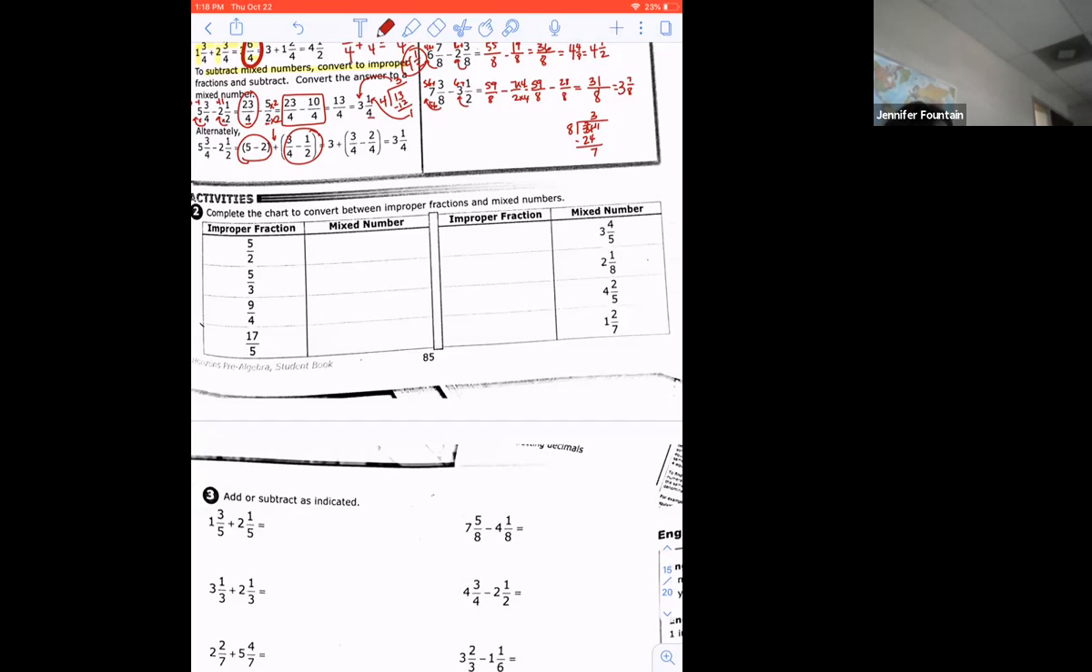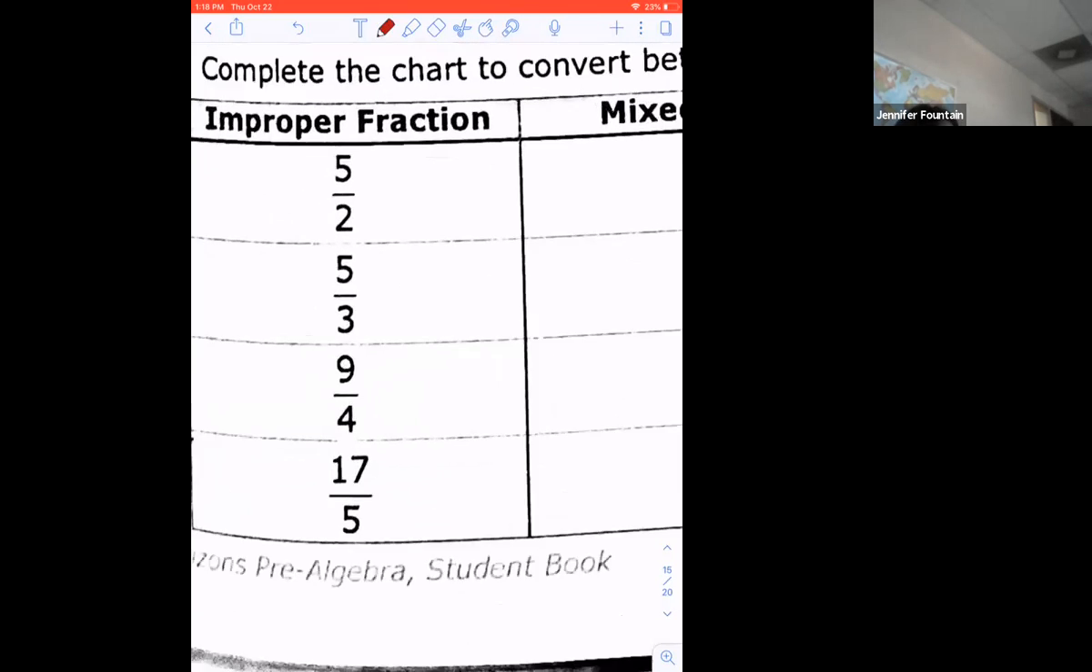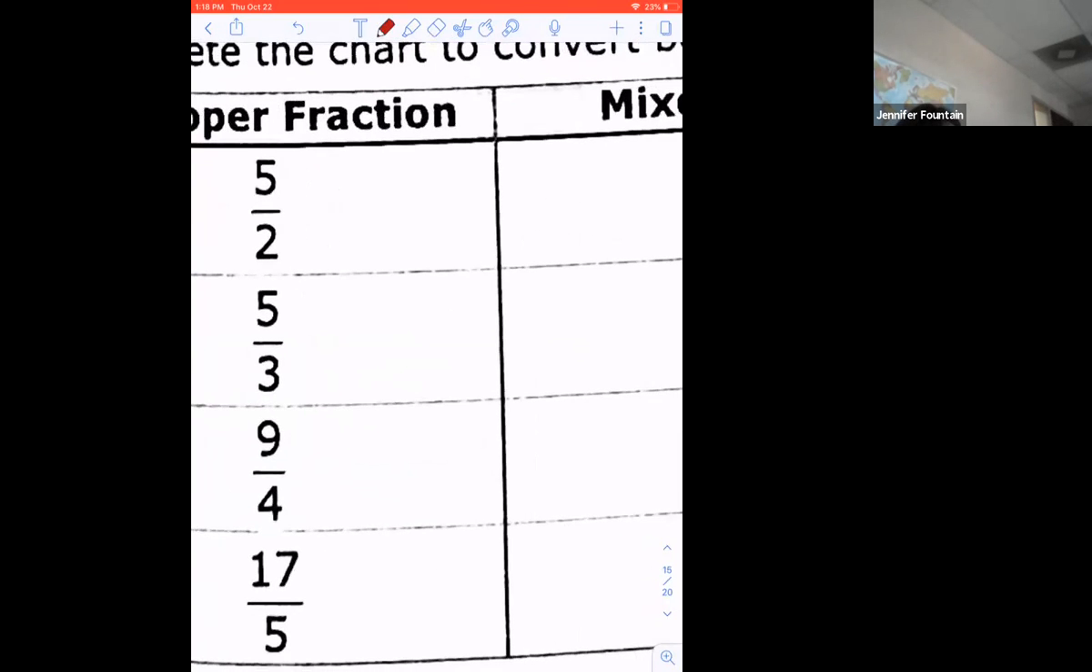All righty, let's go ahead and look at these. Going from improper fraction to mixed number. 5/2: 5 divided by 2. 2 will go into 5 2 times. 2 times 2 is 4. 5 minus 4 is 1. So 2 1/2.